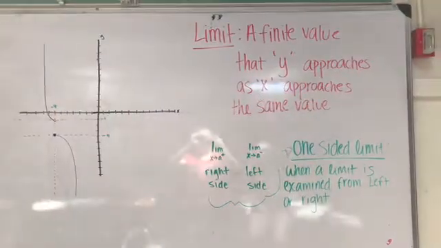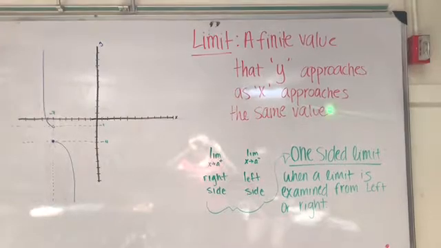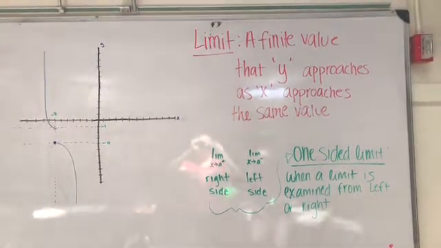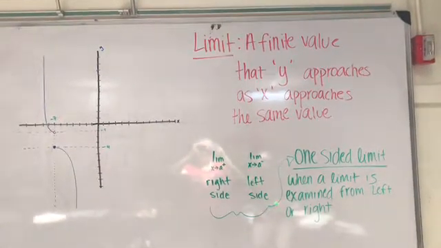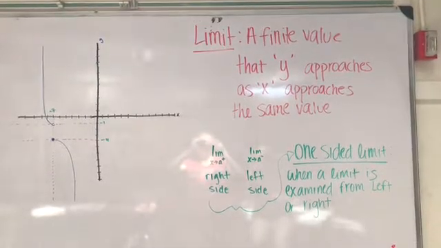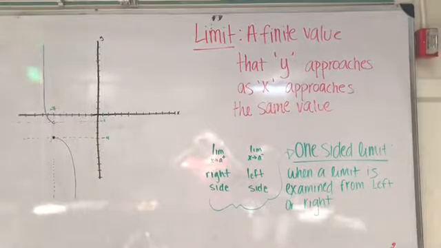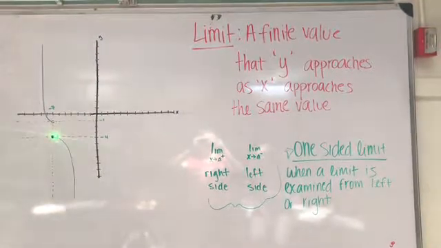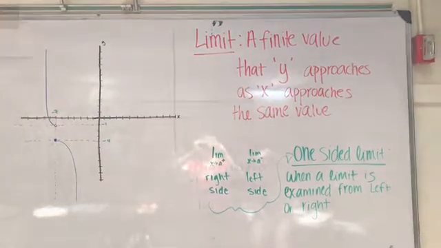Hi guys. So, a limit is a finite value that y approaches as x approaches the same value. We can also have one-sided limits, which is when a limit is evaluated from the right side or the left side. Over here, we have an example of a right and left-sided limit. This limit, as x approaches -7, can be seen at -1 from the left side. This limit, as x approaches -7, is from the right side at -4.